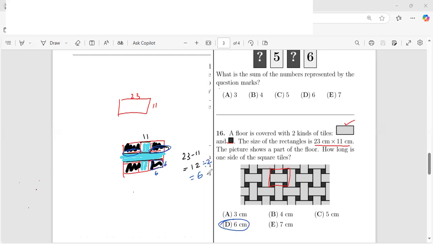So we'll stop here. This is 3 pointers and the 4 pointers for the year 2024, level 3 and 4. For the 5 pointers, I'll make a separate video and post the link here.